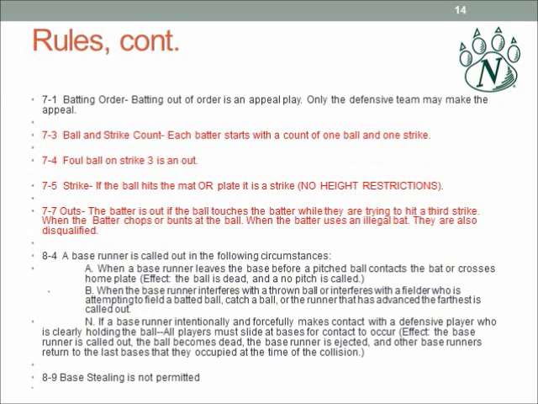7-3, each batter starts with a count of 1 ball and 1 strike. Remember, this is slow pitch softball, so we need to get up there and make sure we're hitting the ball well. If you foul a ball out on strike 3, that is an out. And remember that it is a strike if the ball hits the mat or the plate.